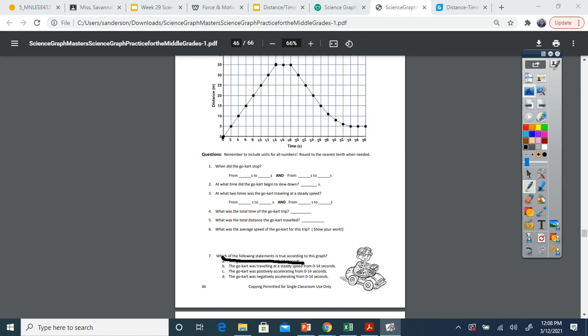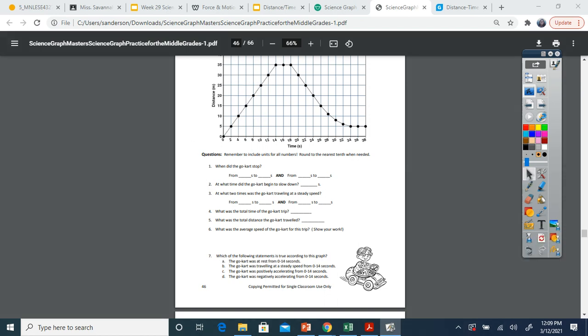B says the go-kart was traveling at a steady speed from 0 to 14 seconds. Yes, that would be our correct answer because remember, a straight diagonal line means steady speed. So B would be our answer. C says positively accelerating. That means we would have dips. Negatively accelerating, we would also have dips, and we don't from 0 to 14 seconds.